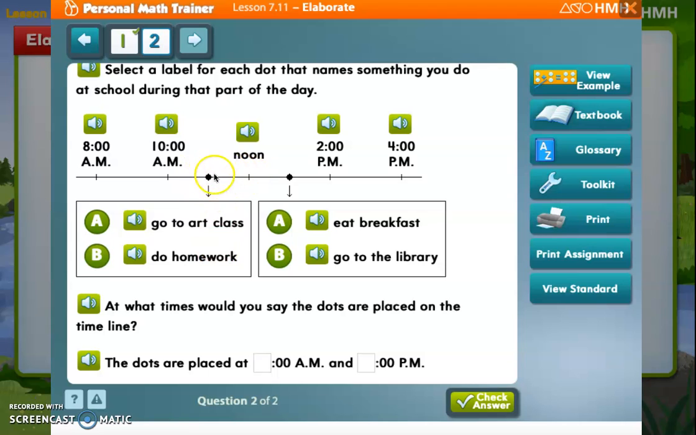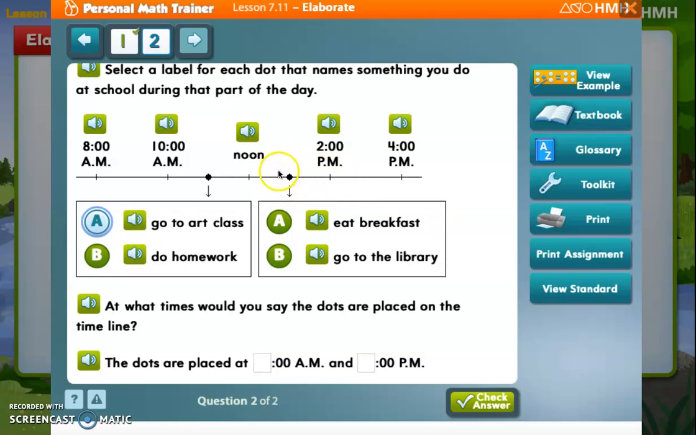you wouldn't do it right here because this spot right here is between 10 o'clock a.m. and noon. So right here, you would still be in school. So you wouldn't do your homework in the middle of the school day, right? So this dot right here, we can say would be go to art class. Okay, now I see another dot that's in between noon and 2 p.m.